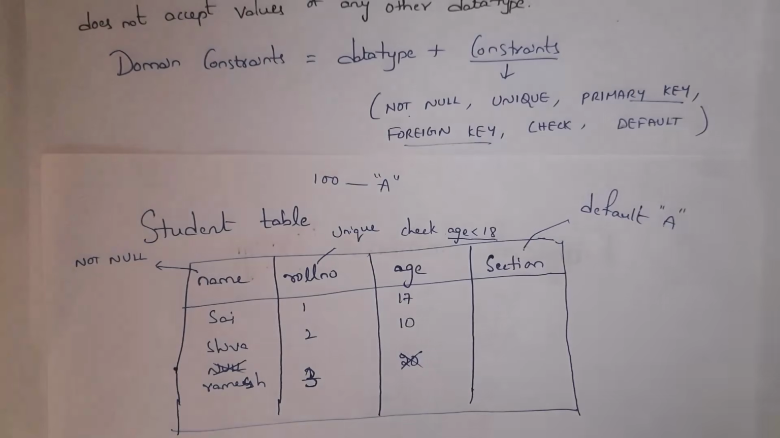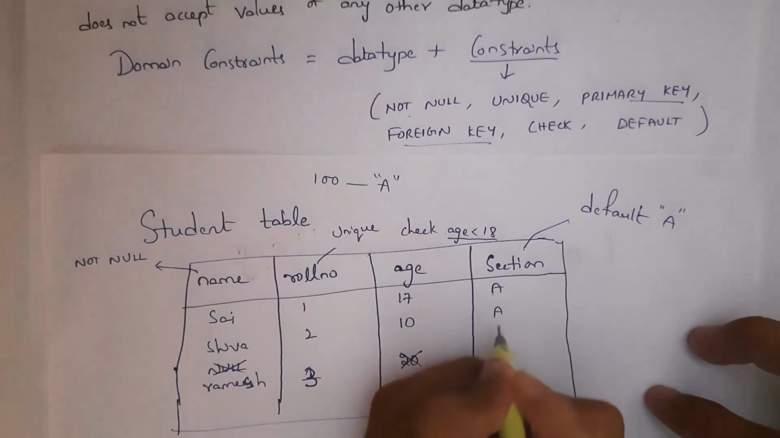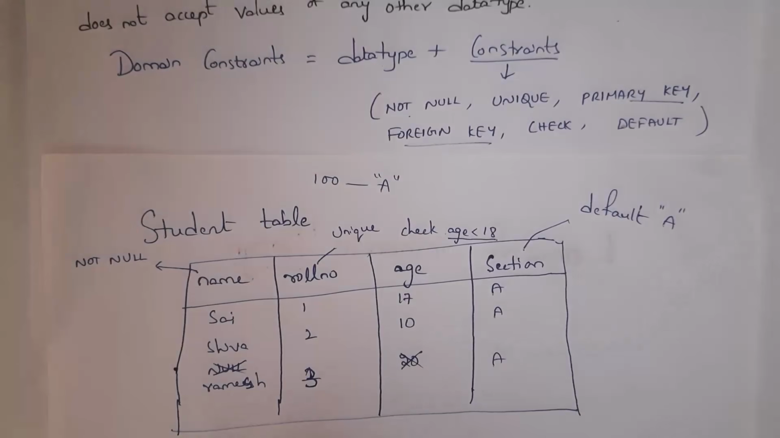So there is no need of giving values separately. Automatically it will take section A. Instead of writing section A for each and every student, directly you can use default constraint, so that there is no need of writing section A for each and every student. Automatically by default it will take section A.